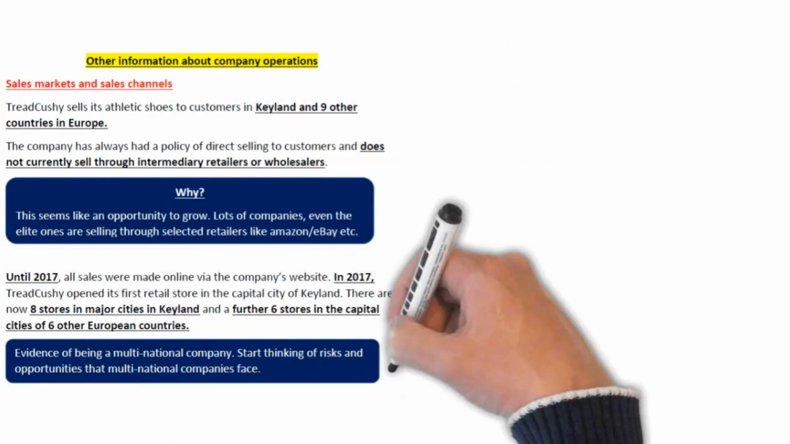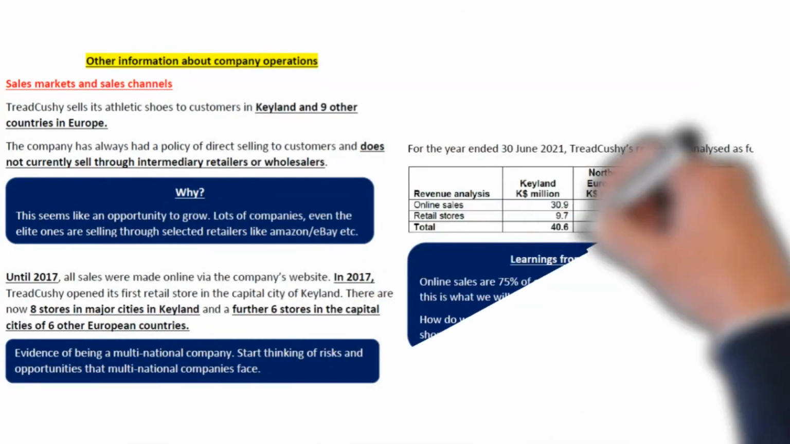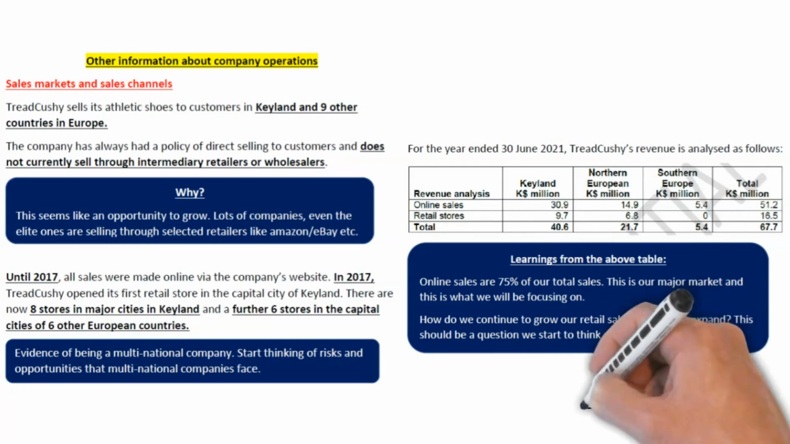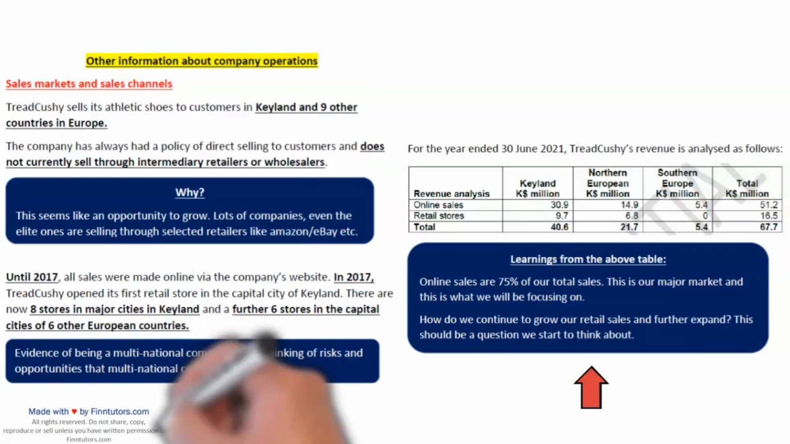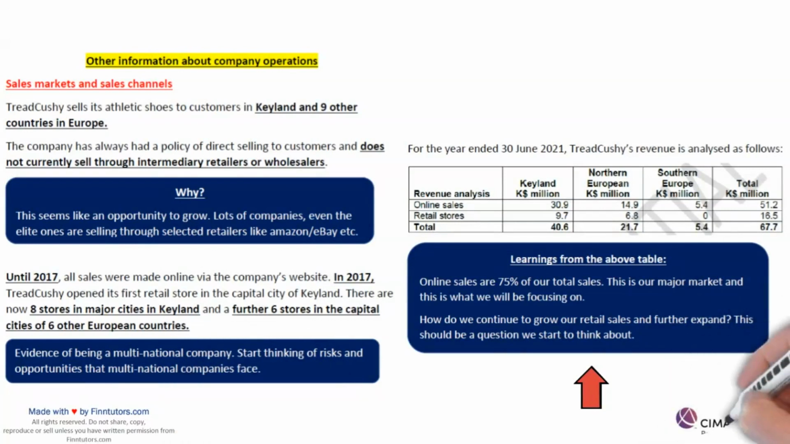Next heading on the pre scene is other information about the company's operations. So, we're going into more details now. First, the sales markets and sales channels. Now, TreadCushy sells its athletic shoes to customers in Keeland and nine other countries in Europe. So you can see it's not only one country, it's a multinational business. This is something that we have been speaking about from the very beginning in the pre scene.